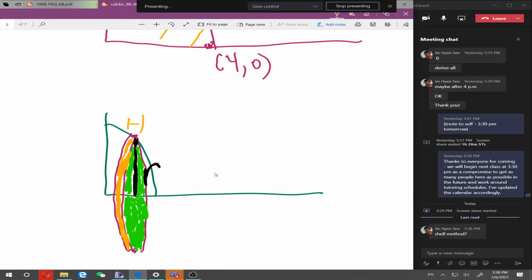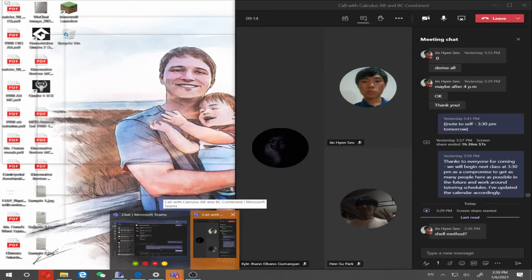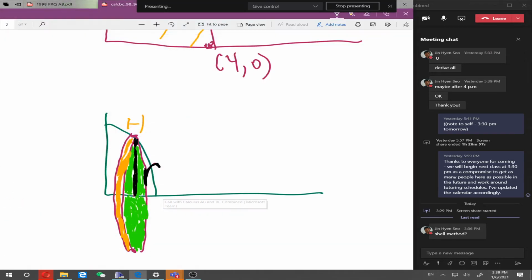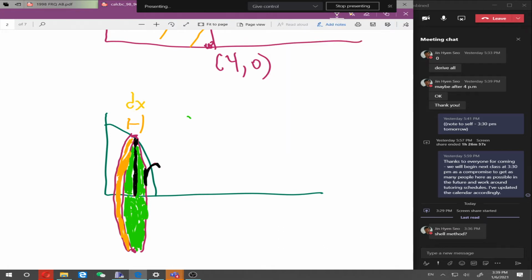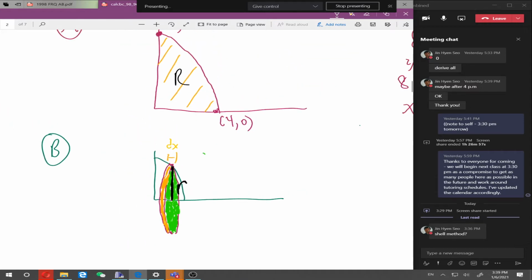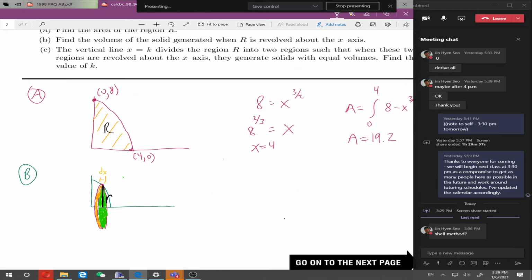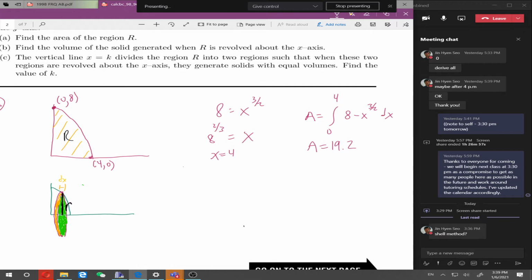Okay, I think we may have lost Jin, so I'm going to jump over to Andrew, I believe you're still here. Andrew, what's our distance here in yellow? dx. Okay, our distance is dx. And then what's my radius? That's our distance here in black. That's our function, f of x, which in our case is 8 minus x to the 3/2 power. Yes. So my radius is 8 minus x to the 3/2 power.